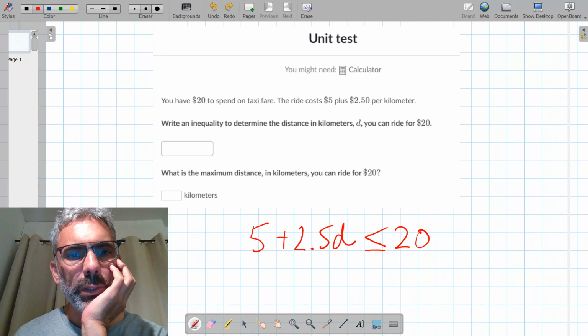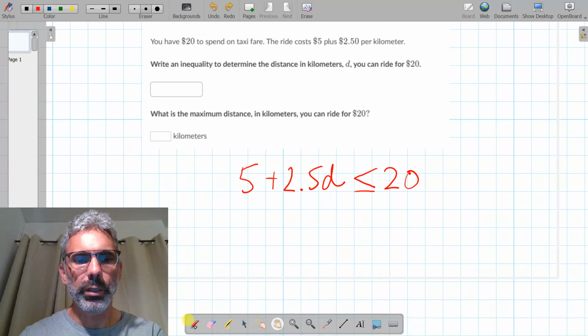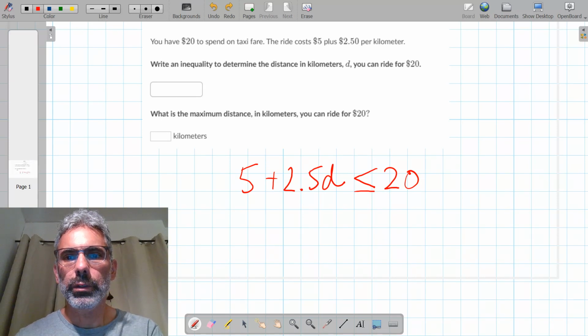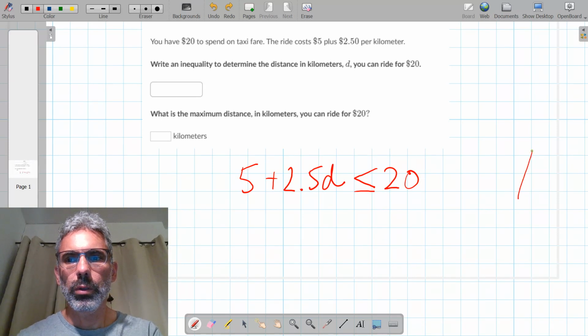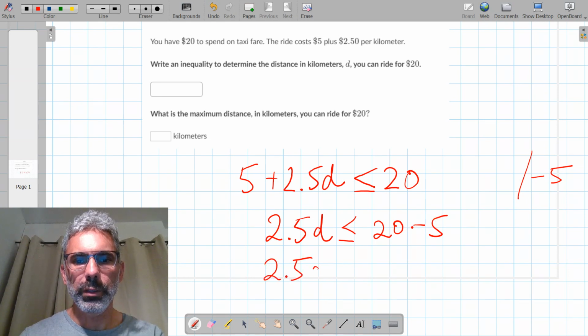What is the maximum distance in kilometers you can ride for $20? Okay, so we need to simplify this inequality. So first, we will get rid of the 5. So we will subtract 5 from both sides. So we have 2.5d is less than or equal to 20 minus 5, which means that 2.5d is less than or equal to 15.